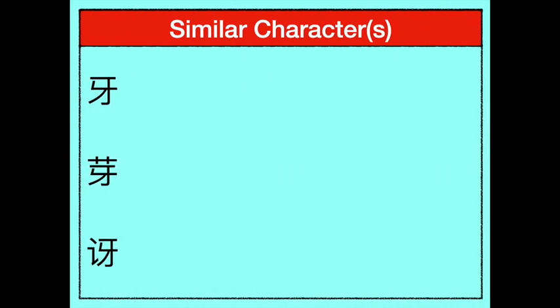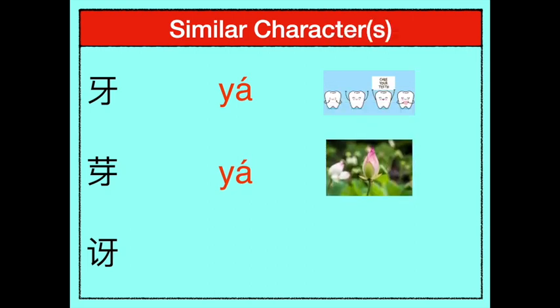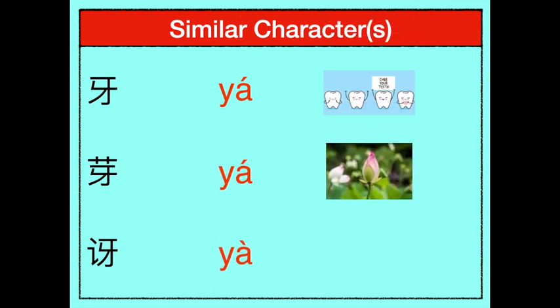Now let's look at some similar characters. 牙 tooth, 芽 bud, 呀 surprised. You might have noticed that they have the same pinyin but with different tones. That's because all the Chinese words here have the same component, 牙. This is the sound part, so that's why they have the same pinyin.